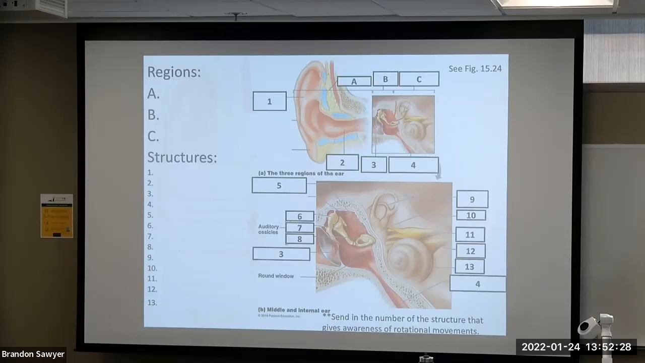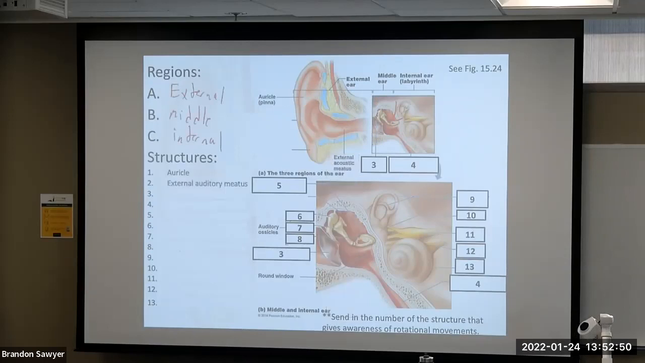So let's come back together here. Obviously the 3 regions, right? We've got the external, middle, and internal. All right, number 1, we got the auricle, right? What's 2 called? We've got the external auditory meatus. Okay. Number 3, tympanic membrane, right? Number 4, what do we call that?